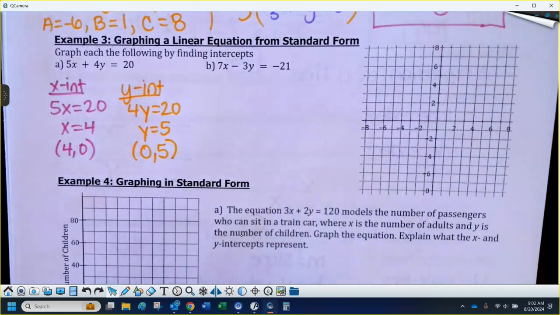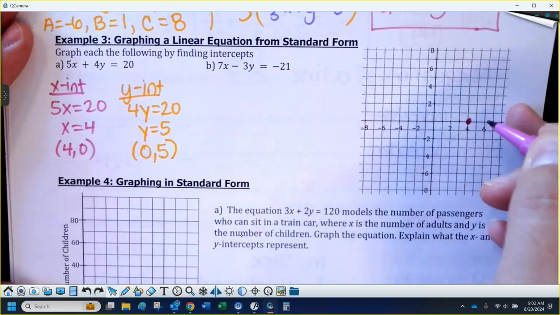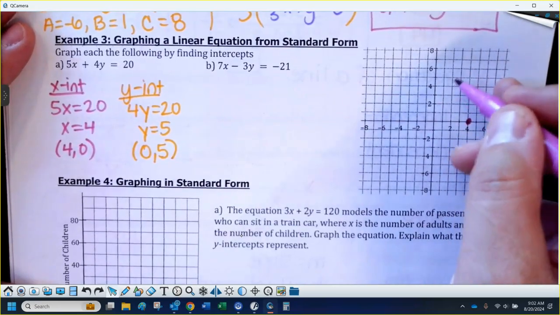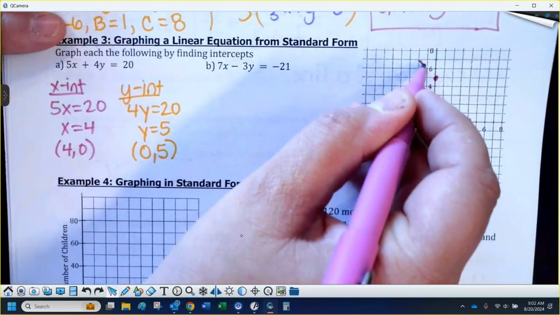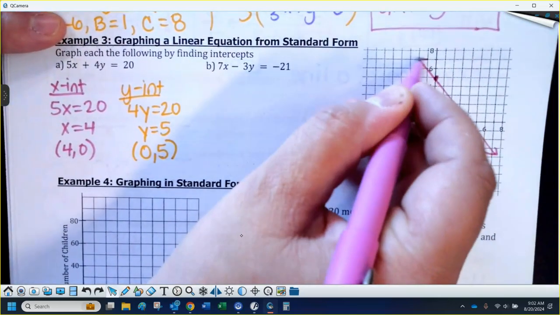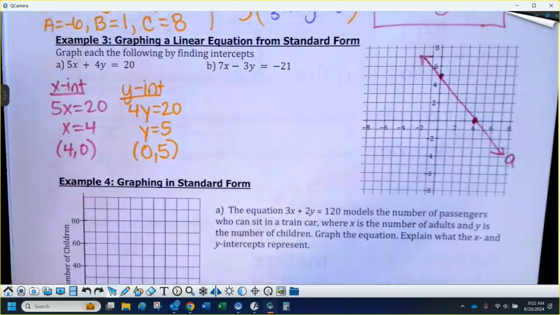Now, remember I told you on the front, you only need 2 points to make a line. So if I come over here, on the x-axis, I would just have a point at 4. On the y-axis, I'd have a point at 5, and we would just play connect the dots. That's graphing using intercepts. So this would be part A here.